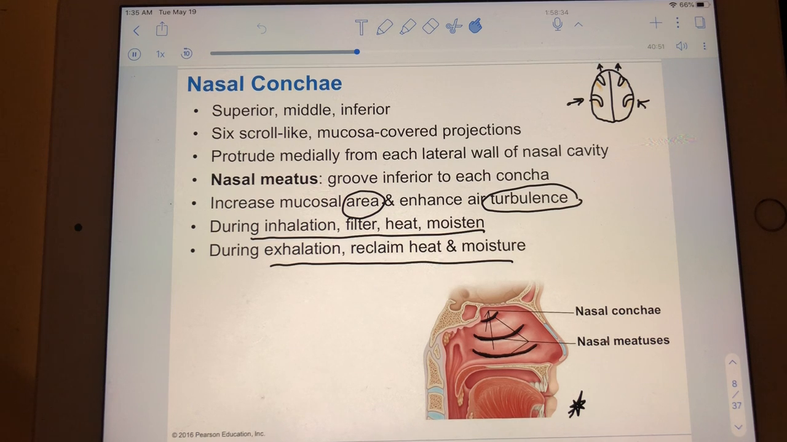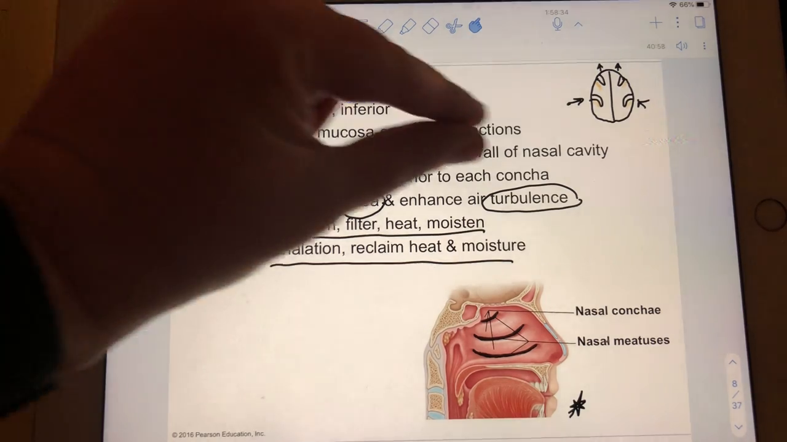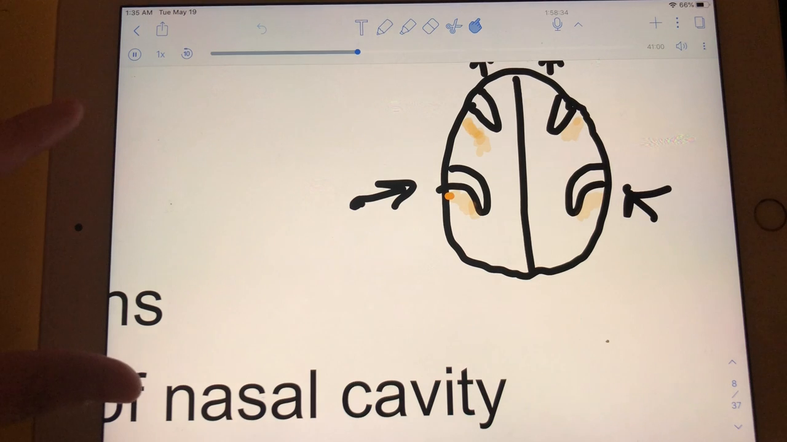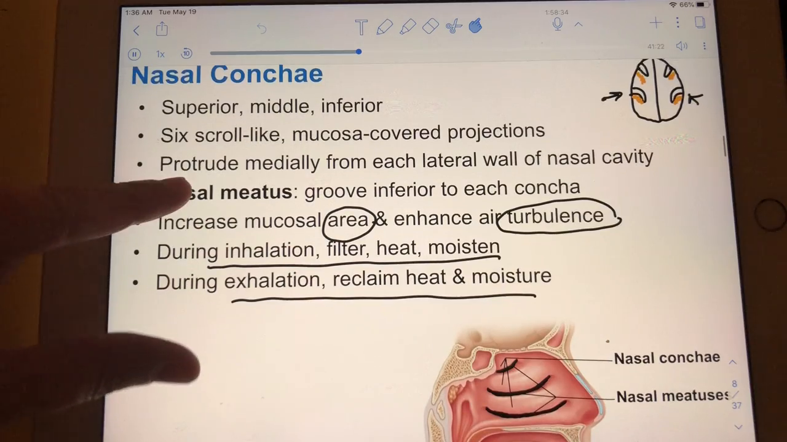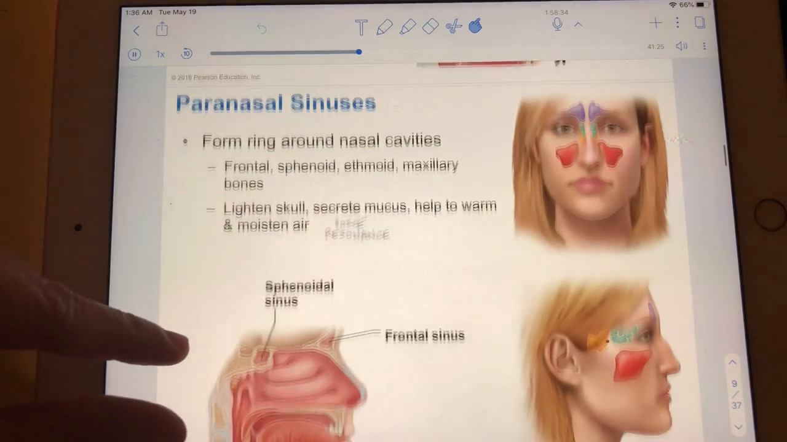The nasal meatuses are, let's change colors so you can see, the underside. The little groove that ends up being produced by that protrusion is a nasal meatus. And again, just more surface area. Okay, nasal meatus.